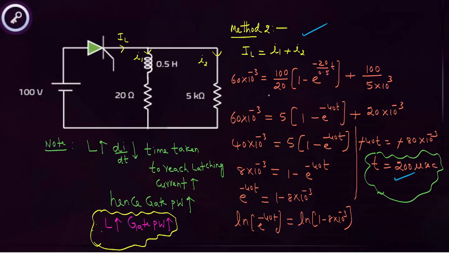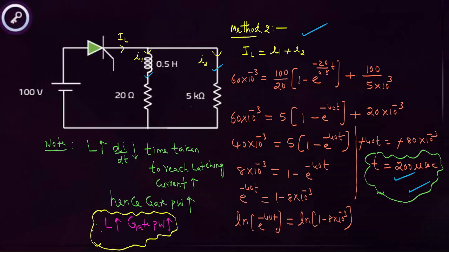Method 2 is an RL circuit excited with the DC supply. This current expression I wrote, and from that I calculated the T. But this is a somewhat lengthy procedure. But you want to remember, gate pulse width mainly depends on the inductance only.